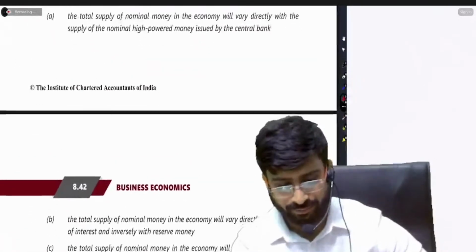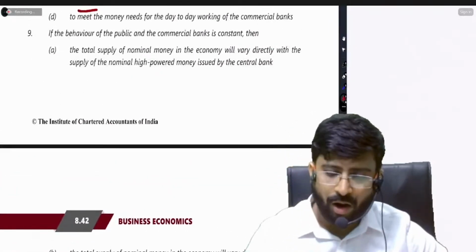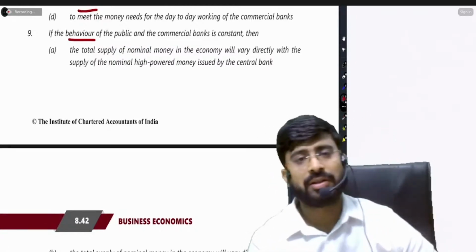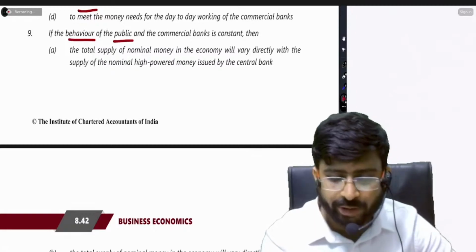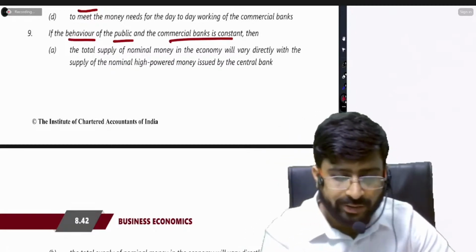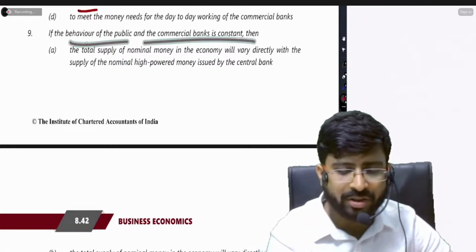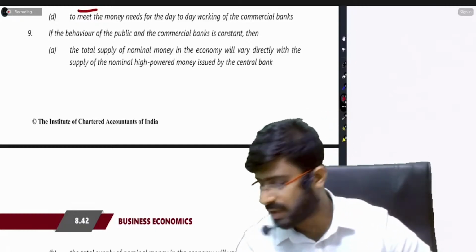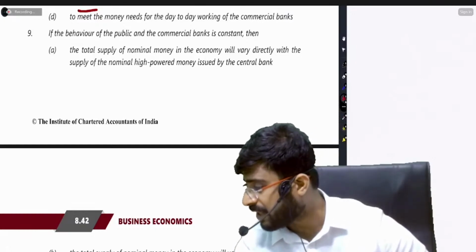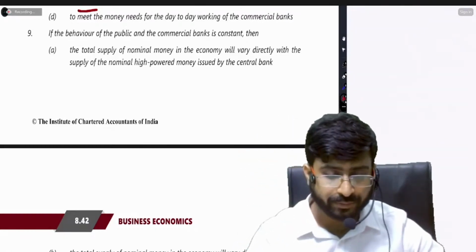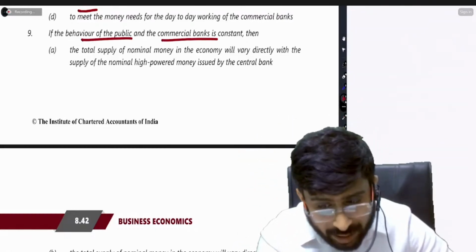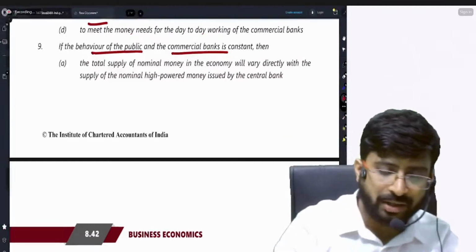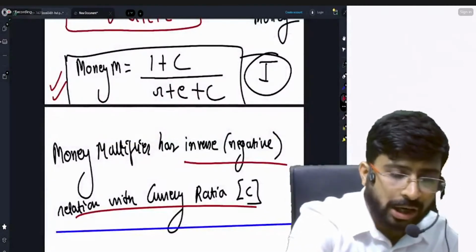9th one. If the behavior of public and commercial banks is constant, then... See, first let me make you understand this and then we shall talk about this.